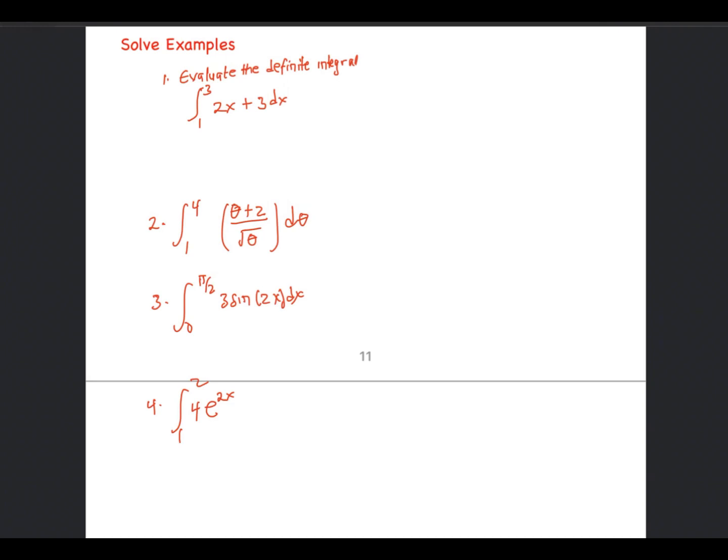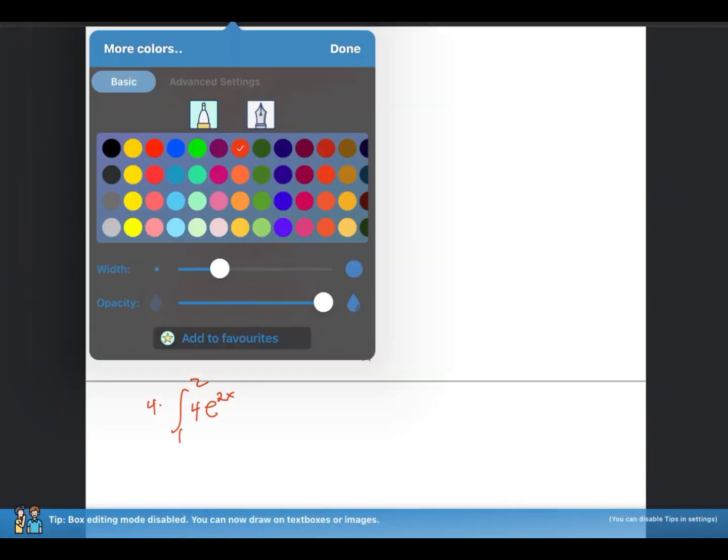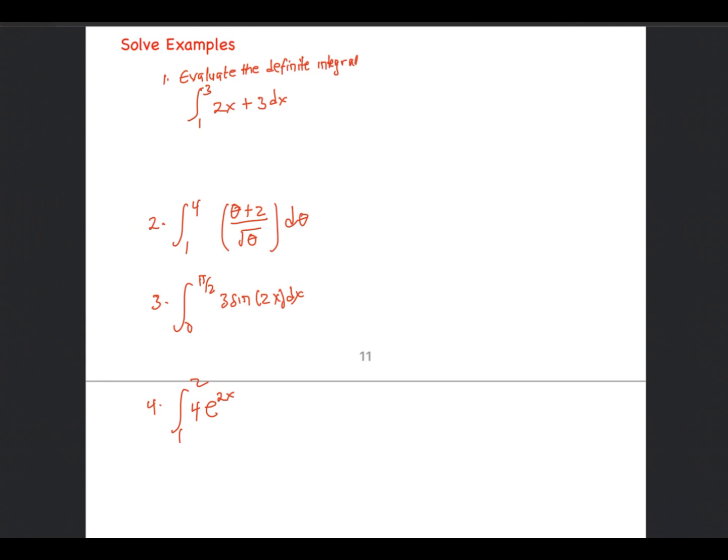So now let's solve some cool examples on definite integrals. The first example is: evaluate the integral with limits 1 to 3 of (2x plus 3) dx. Remember, this is in brackets, with dx.